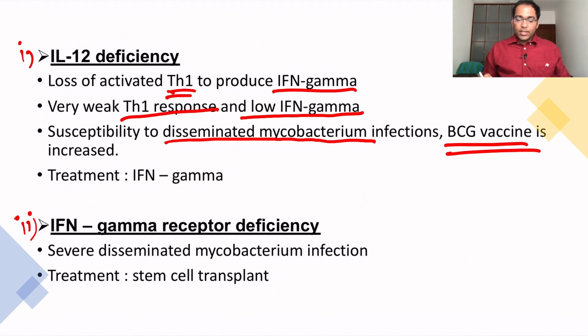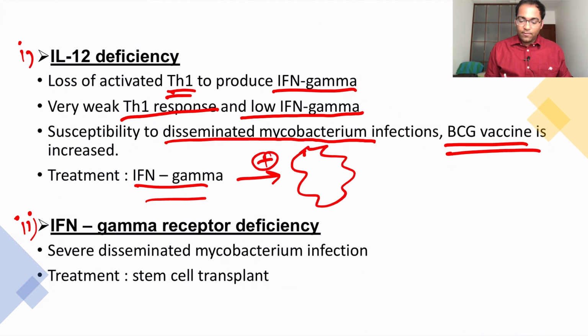Now, what is the treatment here? It's very simple. You give interferon gamma, that will lead to the activation of macrophages. So you give interferon gamma. In my opinion, interleukin 12 deficiency is a lighter, less harmful version as compared to interferon gamma deficiency.